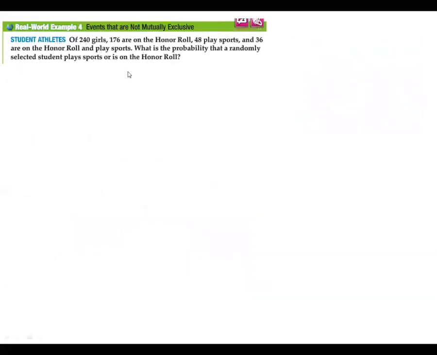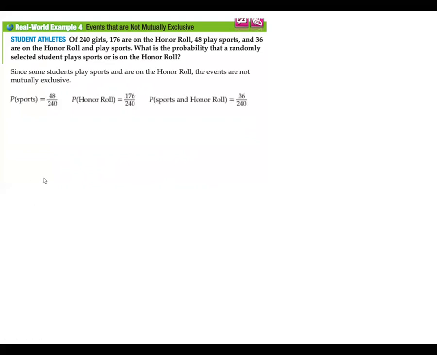All right, so let's look at an example. Of 240 girls, 146 are on the honor roll, 48 play sports, and 36 are on the honor roll and play sports. What is the probability that a randomly selected student plays sports or is on the honor roll? Since some students play sports and are on the honor roll, the events are not mutually exclusive.